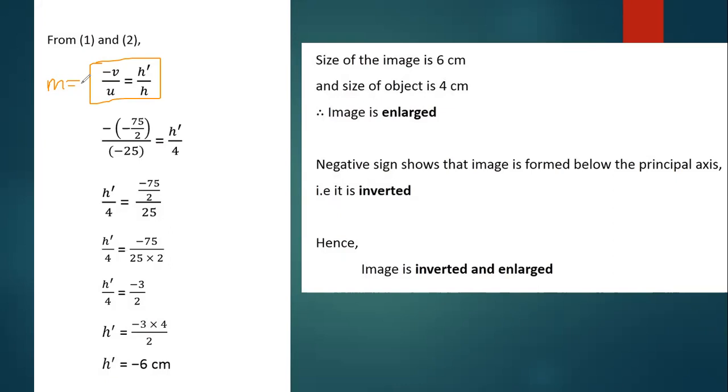What am I doing here? I'm just equating the formulas for magnification. One is minus v by u, the other is h0 by hi or h dash by h. And now I will start substituting. In place of minus v, I will put minus 75 by 2, because that is the value of minus v. In place of u, I'll put minus 25. These are given in the question. I'll leave h dash as it is, and write h as 4. It is given in the question, correct? After substituting, I start solving for h dash.